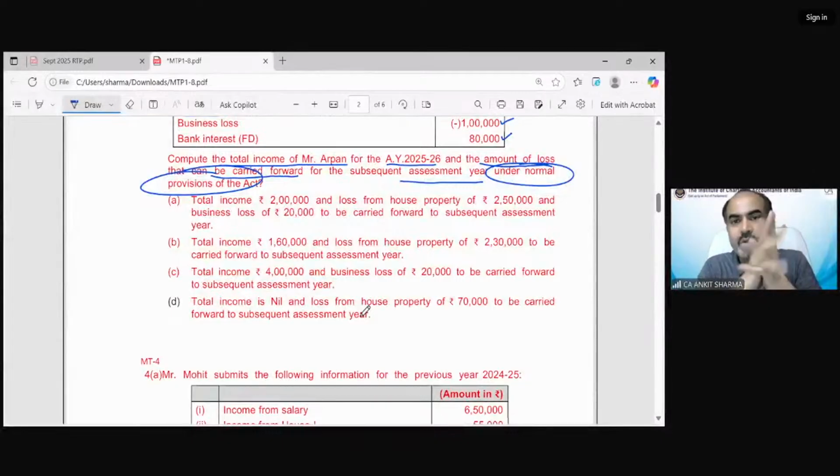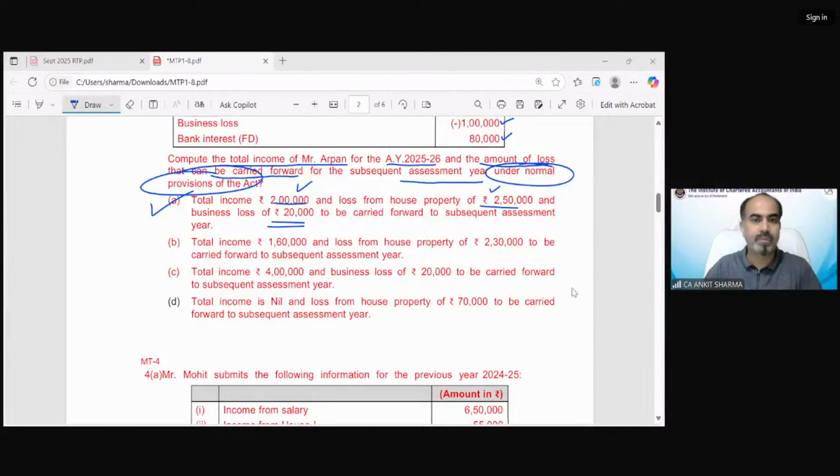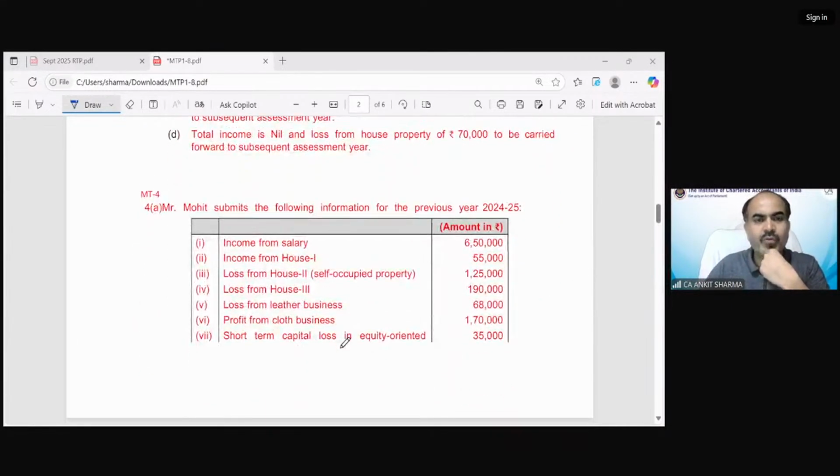So total income 2 lakh and loss from house property 250 and business loss of 20,000. Look, first option is correct. We have seen that our income is 2 lakh rupees TI. House property total is 230 plus 20, 250 needs to be carried forward and business loss is 20 needs to be carried forward. So the correct option is option number A. Clear? Now moving on to 4th question.